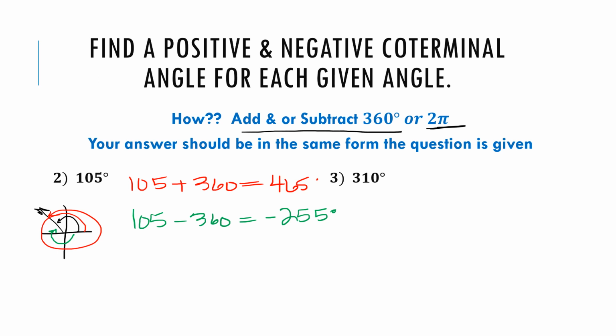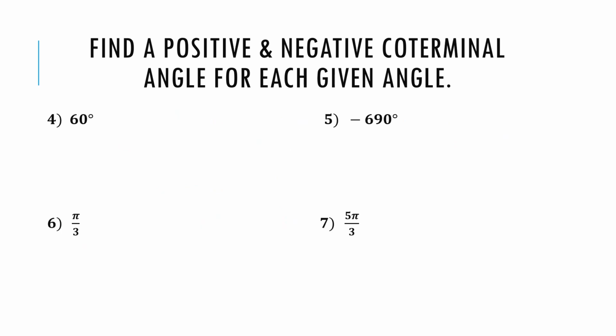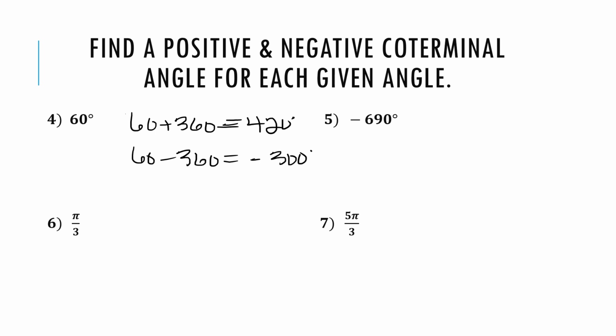For 310 degrees, we're going to take 310 and add one rotation around to give us 670. There's a positive answer. And I'll take 310 and subtract 360 to go the opposite direction, giving us a coterminal angle of negative 50 degrees. We've got two more of these. For 60 degrees, I'm going to go one full rotation in the same direction, so add 360 to give us 420 degrees as a coterminal to 60 degrees. And we will go the opposite direction, 60 minus 360, which gives us negative 300 degrees.